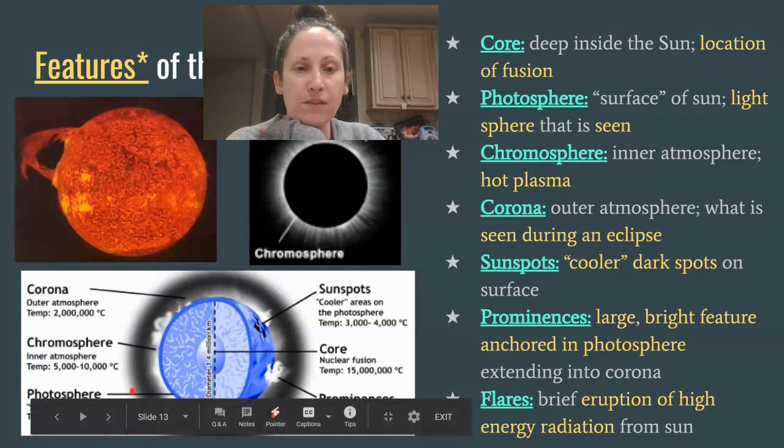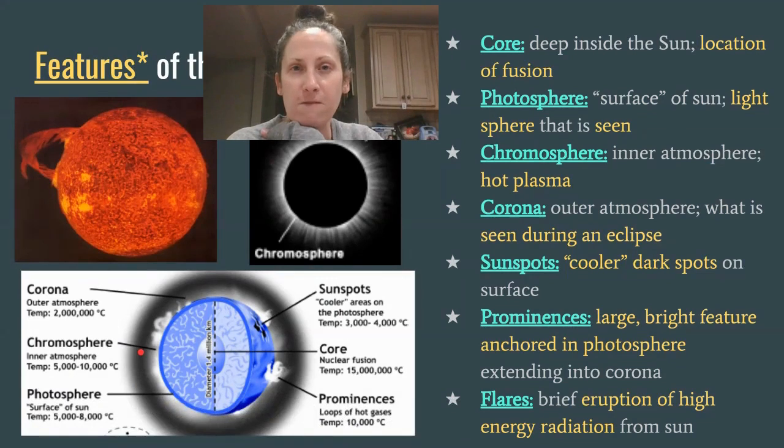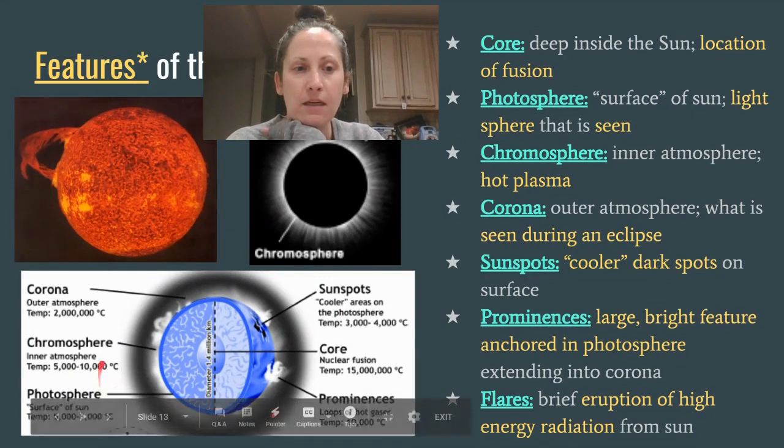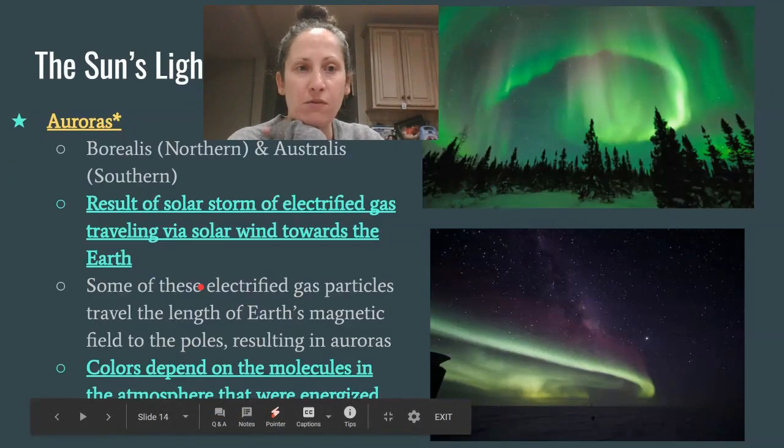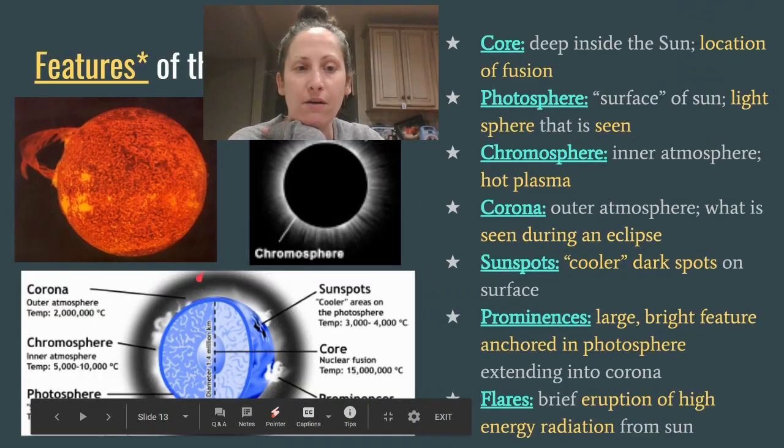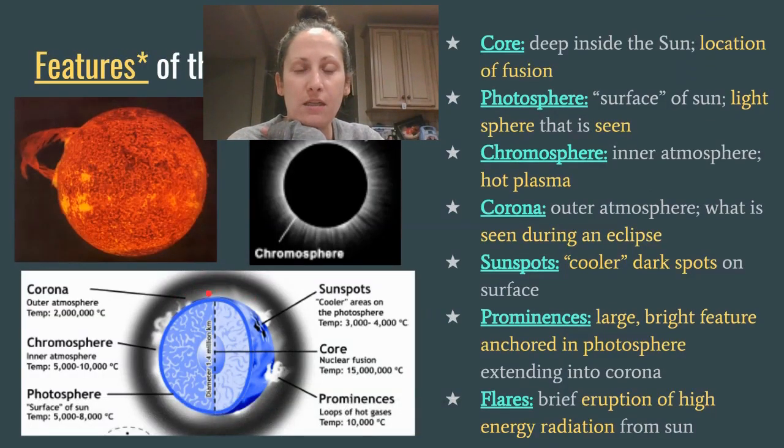You have a couple different atmospheres here. You have an inner atmosphere called the chromosphere, and that's basically consisting of very, very hot gas. And then you have what's called the outer atmosphere, which is the corona. Ironic choice of words at this time, but it is the corona, and it is what we typically see during an eclipse, which you can see pictured here.